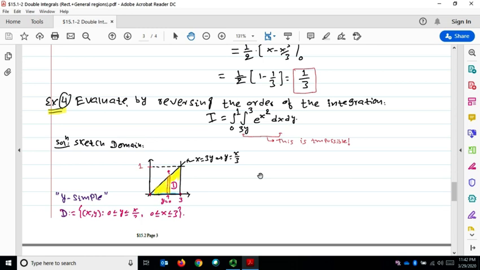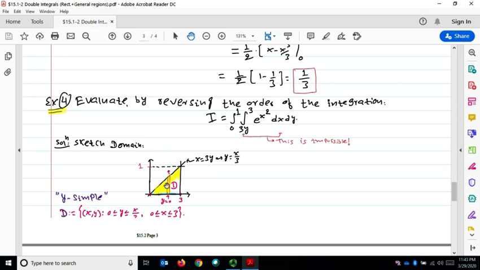Okay, great. So let's look at the domain. Our domain is x equals 3y, this diagonal line, x equals 3, this vertical line, and then from the outer integral, y equals 0 is the x-axis, y equals 1 is this horizontal line. So this domain is this shaded region. Now let's describe the domain as vertically simple.